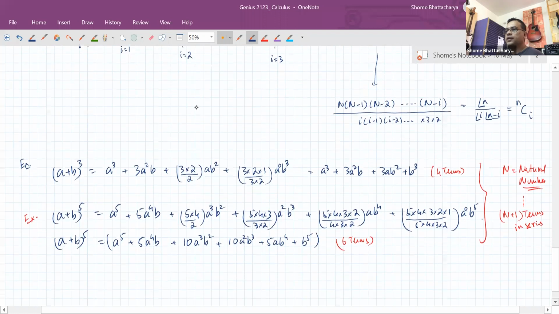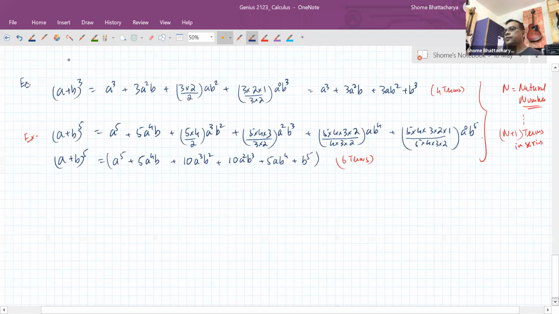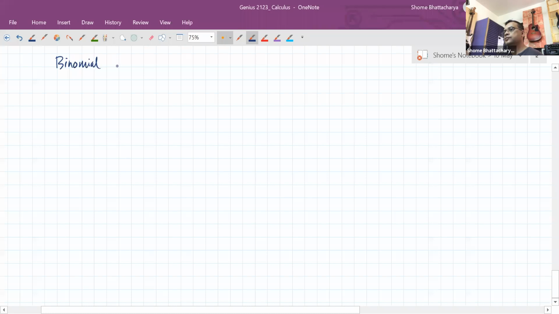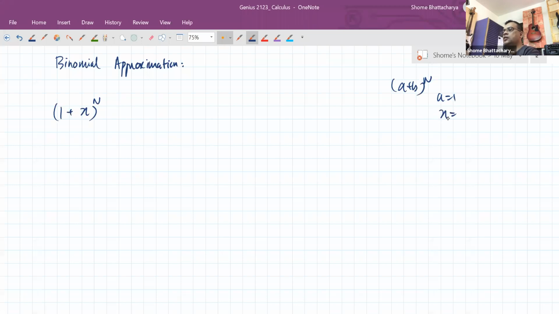So now coming back to binomial approximation, how that works is, if I have 1 plus x to the power n, so basically I'm looking at this, but I'm taking a's value as 1 and b's value as x. So when you expand this series by binomial theorem, the first term is a to the power n, so it just becomes 1. The second term is n a to the power n minus 1, b to the power 1, so it becomes like this.